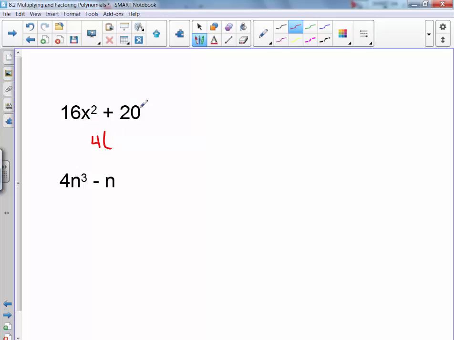They don't have a variable in common, so you can't put anything on the outside. So 16x squared divided by 4 is 4x squared. 20 divided by 4 is 5. So we've got 4 times 4x squared plus 5. And if you want to check your answer, the way you do it is you go 4 times 4, 16, x squared. 4 times 5, 20. And so you get the same answer.